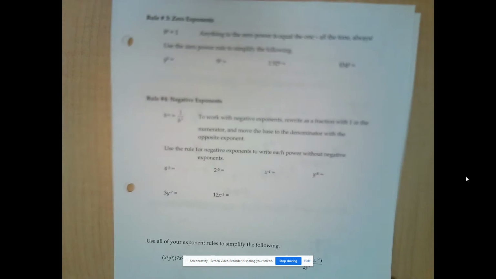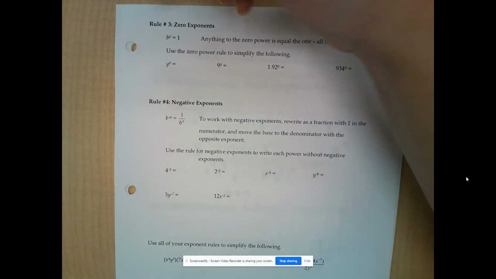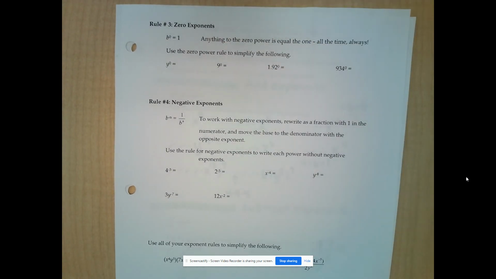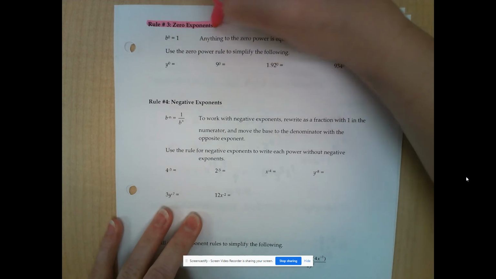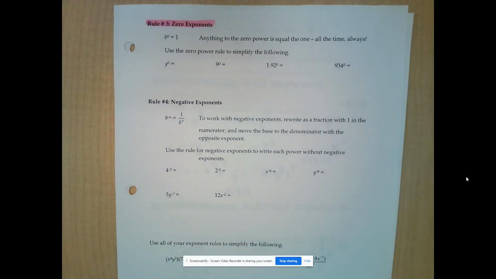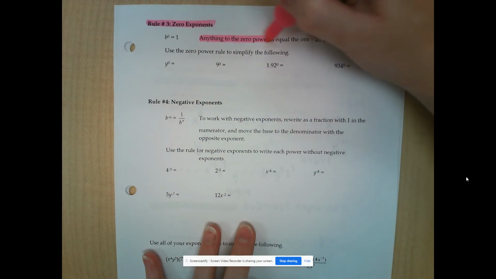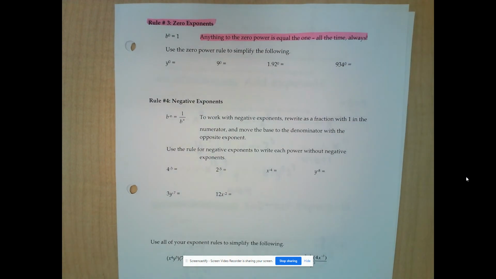Next one is zero exponents. So rule number 3, I'll change my color here. B to the 0 equals 1. The rule: anything to the 0 power is equal to 1 all the time, always. Anything to the 0 power.